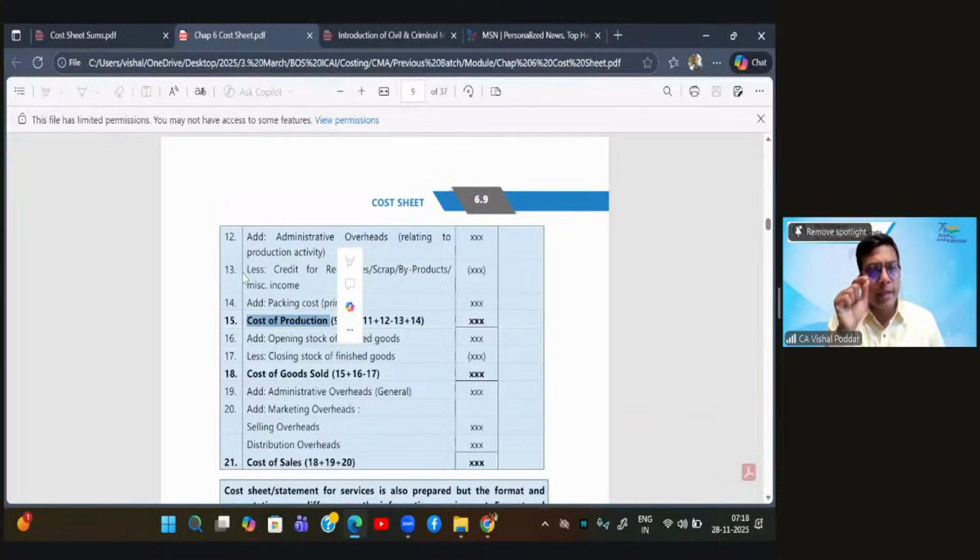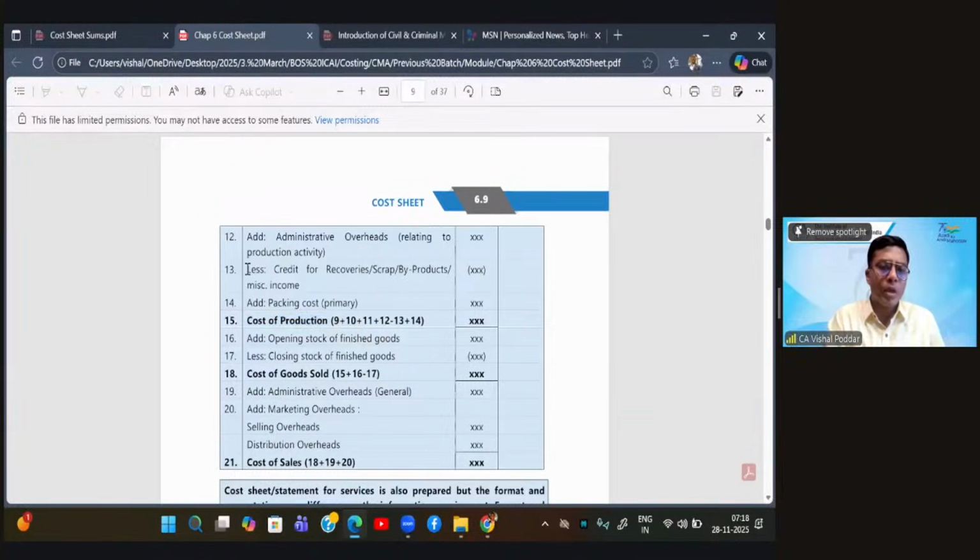So here, at this point, your final product comes into existence. So you can physically see that, okay, this is the chocolate. So the chocolate with its packing done is called the final product. And the cost up to this stage is your cost of production.